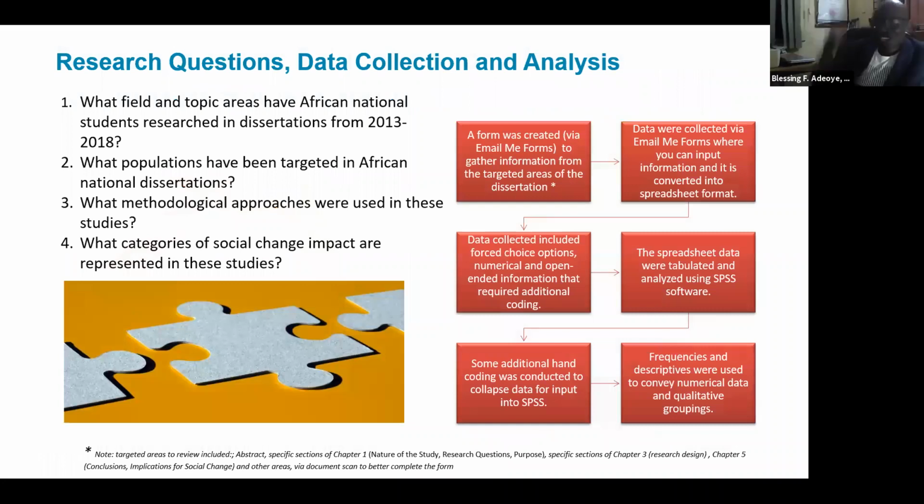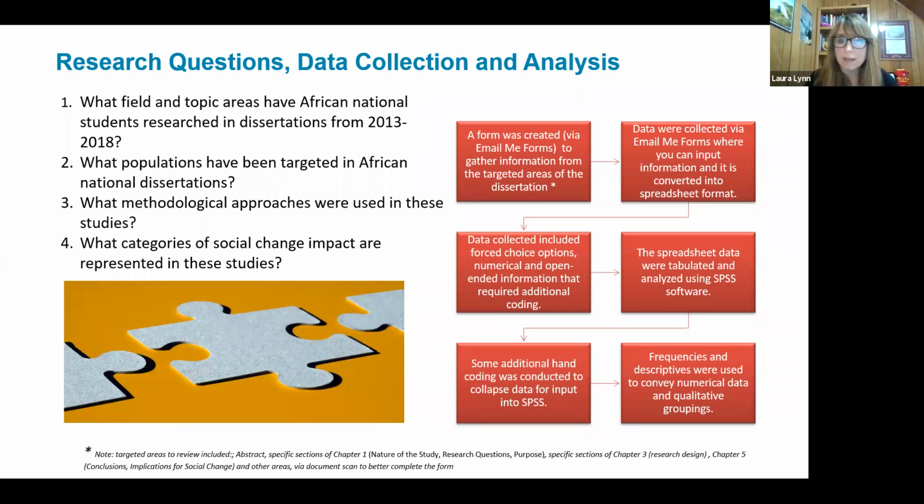Okay, I just want to jump in here and indicate that we focus on research questions in this study. The first one is, what fields and topic areas have African national students researched in dissertations from 2013 to 2018? Also, what populations have been targeted in African national dissertations? What methodological approaches were used in these studies? And the fourth one is, what categories of social change impact are represented in those studies?